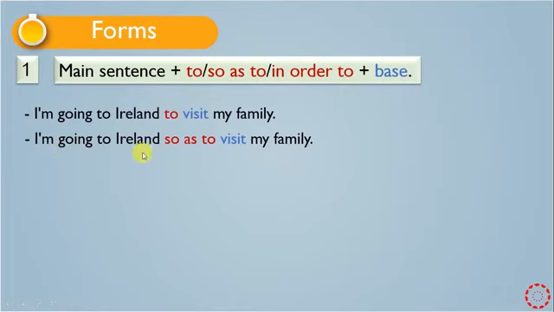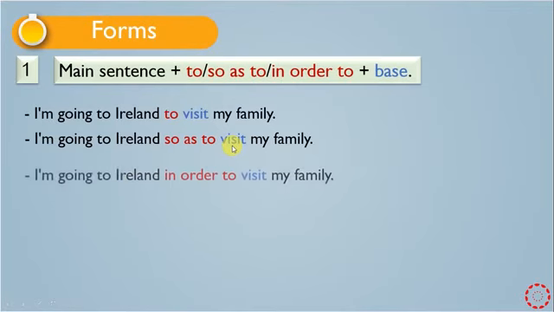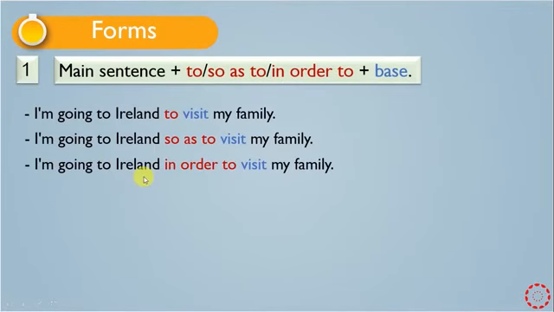The second example. I'm going to Ireland so as to visit my family. In this example also we have the base form of the verb, which is visit. Another example: I am going to Ireland in order to visit my family. After to, so as to, and in order to, we have the base form, which is visit.